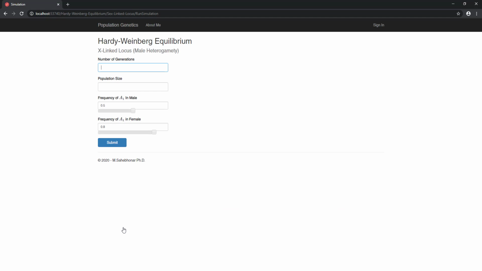Consider a population for 15 discrete generations. In each generation, there are 50,000 individuals with an equal number of males and females. The population is in panmixia, or mates at random. The initial A1 allele frequency in males is half, and in females is 0.8. There is no selection, mutation, or migration in the population.